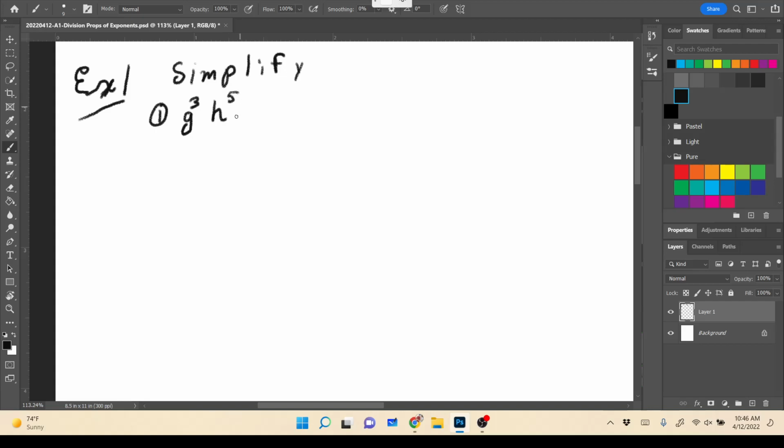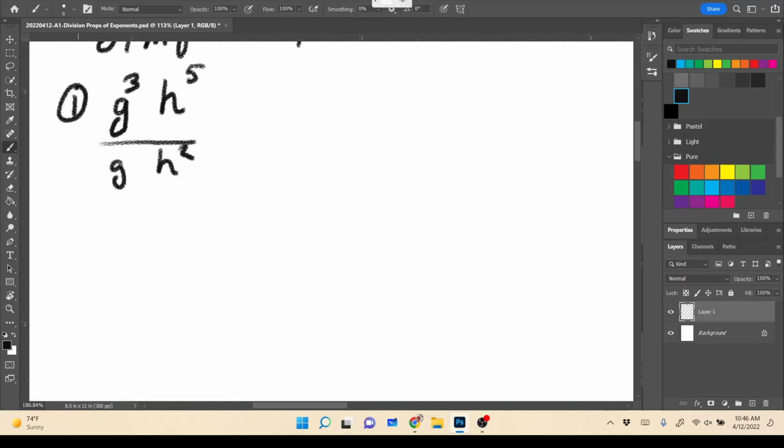G cubed H to the fifth over G to the H squared. So, is it like G with an exponent of H squared? No, I meant times. H squared. I think I got the answer probably.